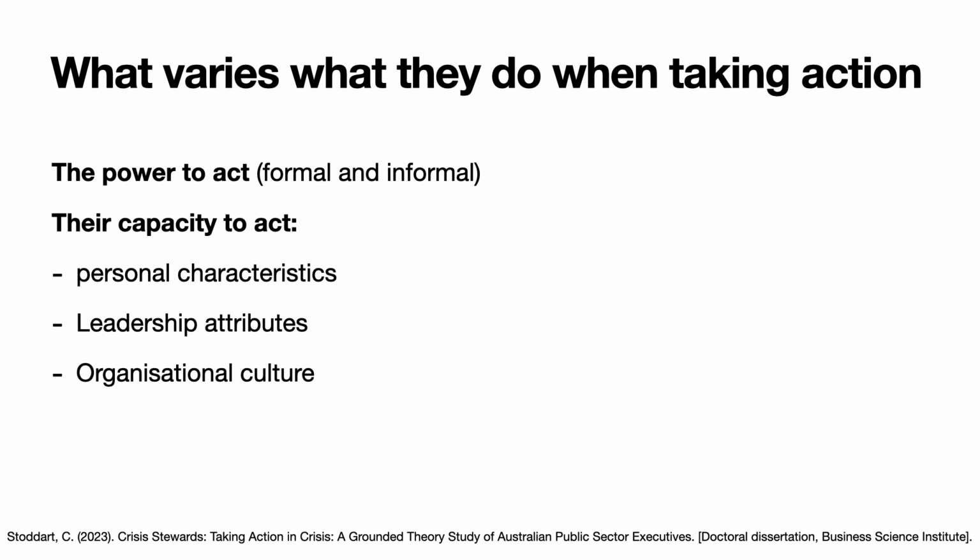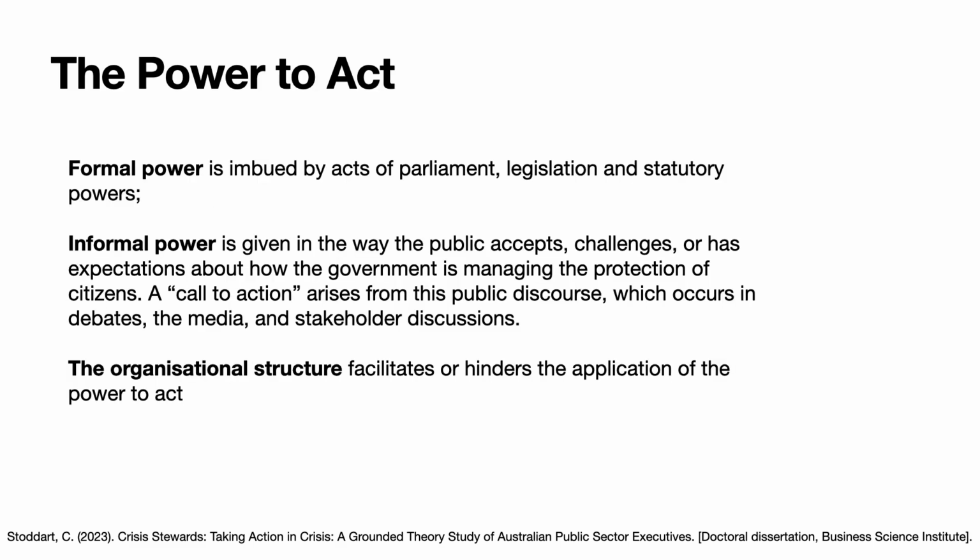The most important factors that vary what they do are the power to act and their capacity to act. The power to act arises from formal powers imbued by Acts of Parliament, legislation and statutory powers. Informal power is given in the way the public accepts, challenges or has expectations about how the government is managing the protection of citizens. A call to action arises from the public discourse, which occurs in debates, the media and stakeholder discussions. The organisational structure facilitates or hinders the application of the power to act.